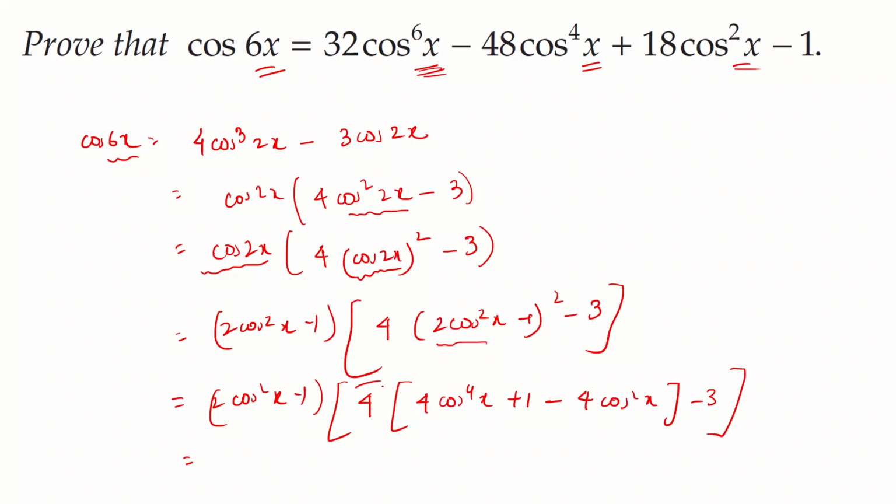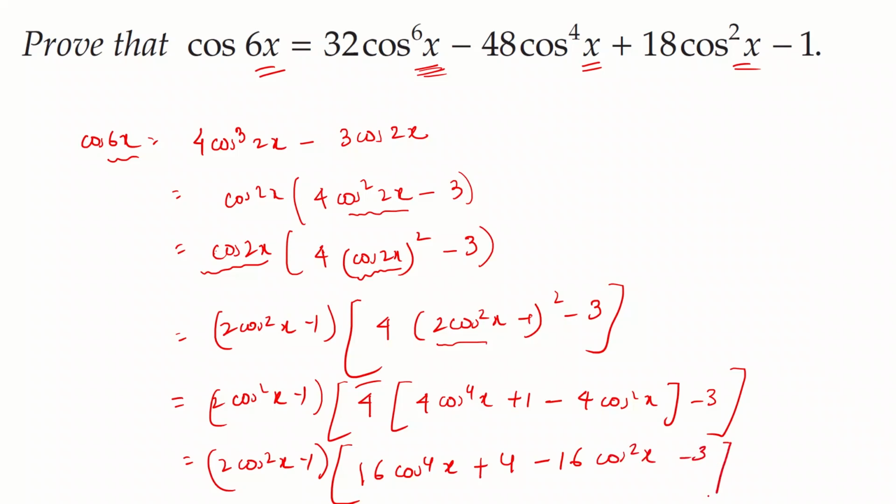So you multiply 4 with each of these terms. So 2 cos square x minus 1, and then 4 times 4 is 16 cos to the power of 4 x plus 4 minus 16 cos square x minus 3. Okay, let me erase the above parts.